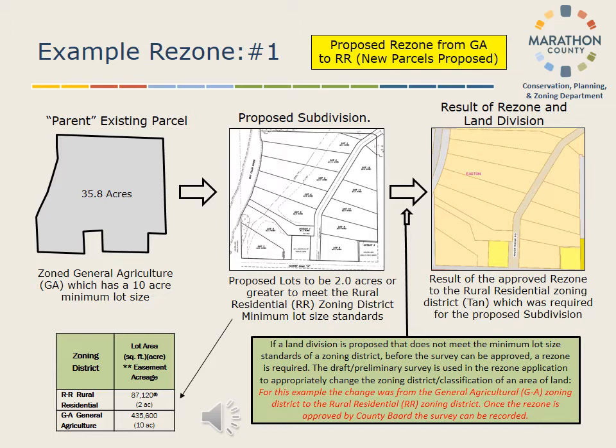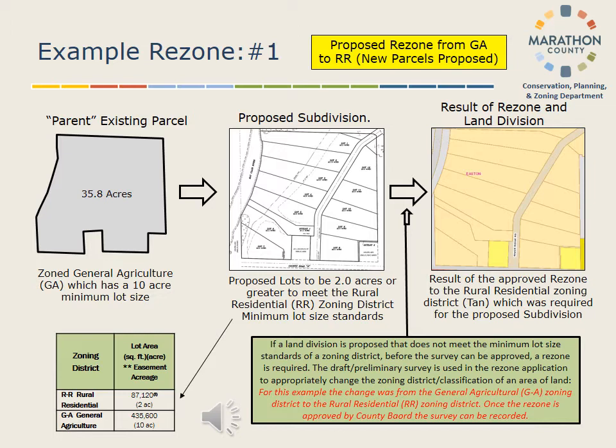In the bottom left, you can see a clip from the Schedule of Regulations, which identifies the minimum lot size for each zoning district in county zoning. If a land division is proposed that does not meet the minimum lot size standards of a zoning district, before the survey can be recorded and approved, a rezone is required.